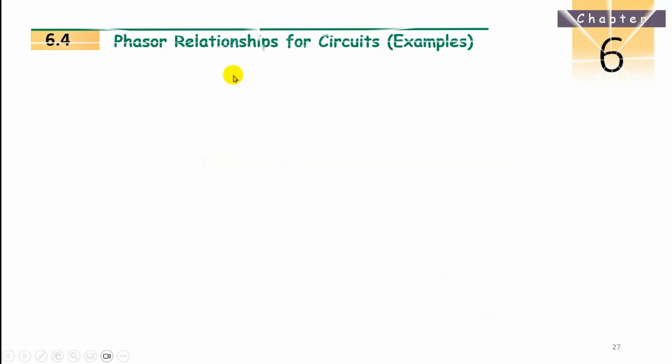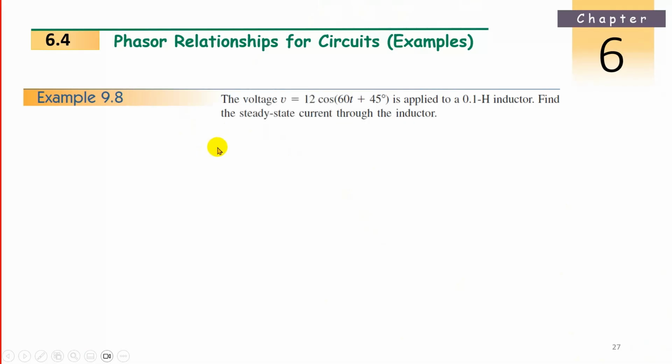Okay, now coming to the phasor relationship for circuit examples. Example one: another 10 minutes we have. We have the voltage V is equal to 12 cos 60 t plus 45 degrees applied to 0.1 henries. Now we need the steady state current. V is given. What is the current? I is equal to. Either you can use the derivative formula or you can use the direct formula also, up to you. First convert this into phasor.